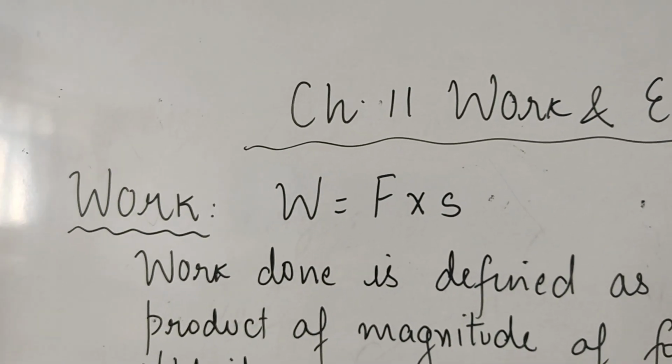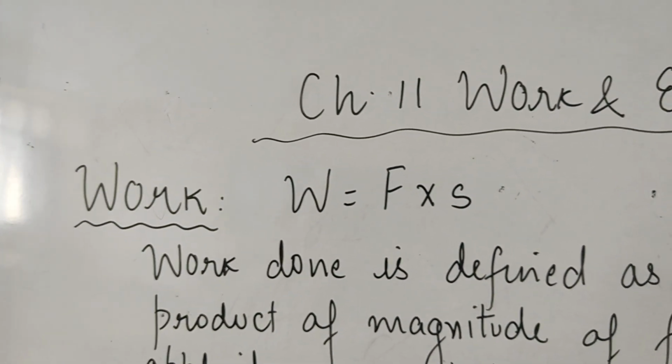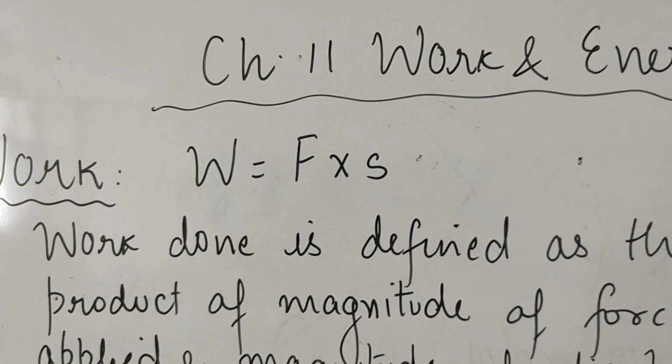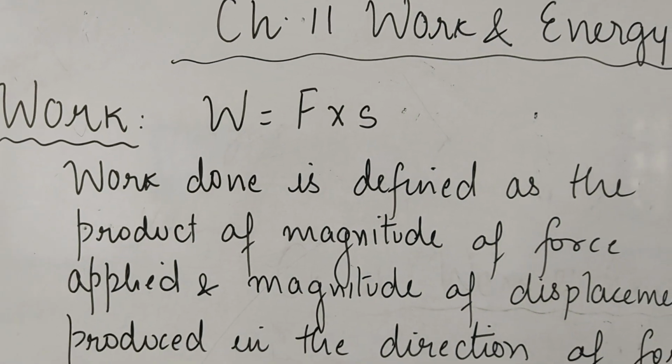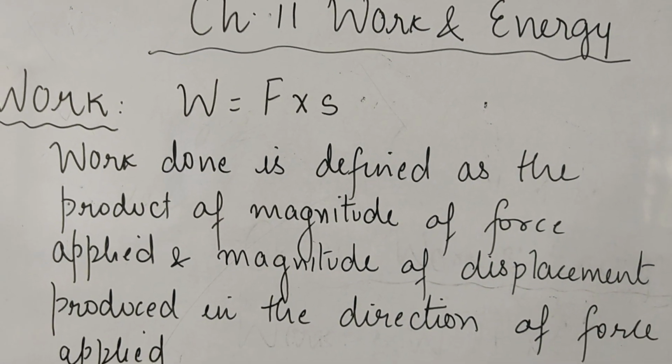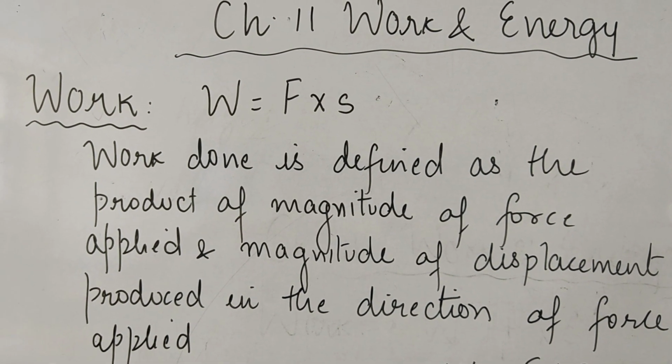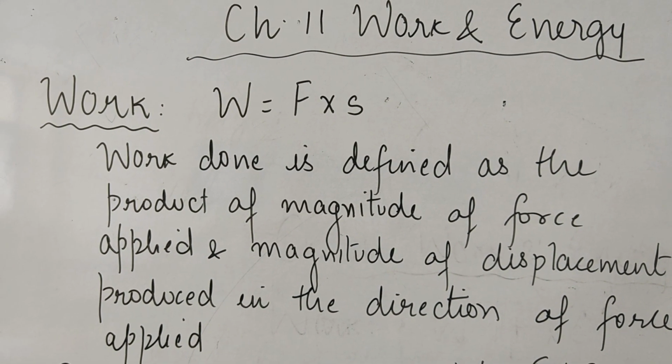So the work formula is W = F × S, where W stands for work, F stands for the magnitude of force applied, and S for the magnitude of displacement. Work done is defined as the product of the magnitude of force applied and the magnitude of displacement produced in the direction of force applied.